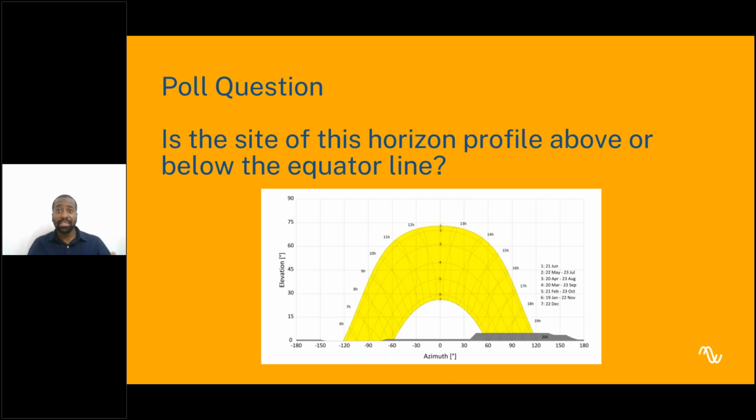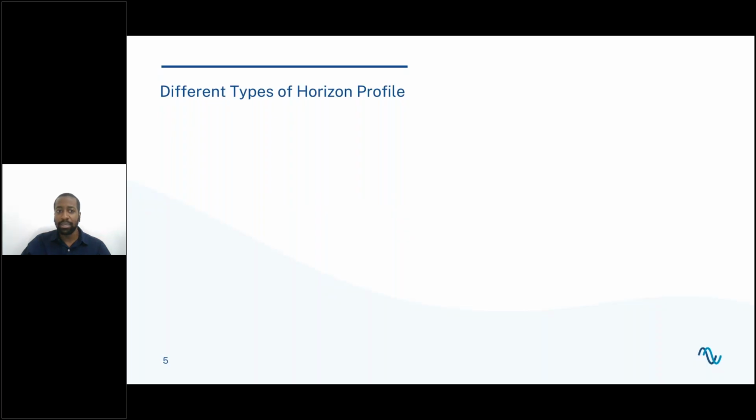And for the cases where the site is located below the equator line, then this order will be changed, right? So we will have the summertime during the months of November, December and January, and the winter time during July, June, and so on. So good one on that. Let's jump into the next slide.